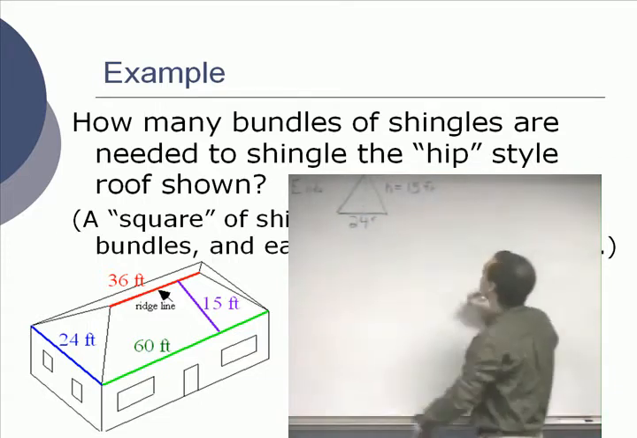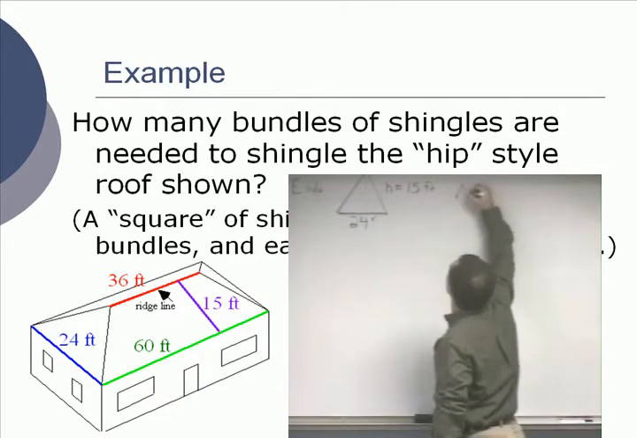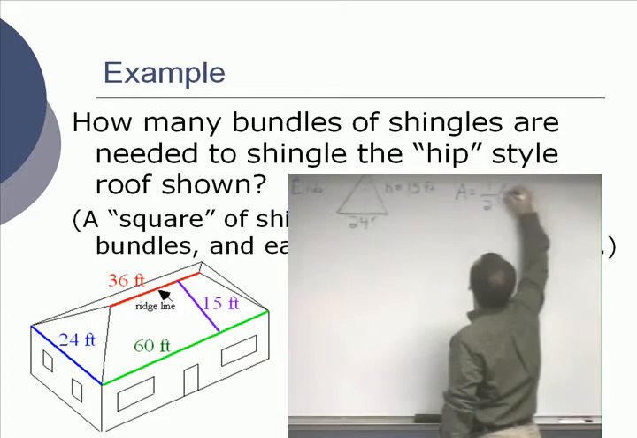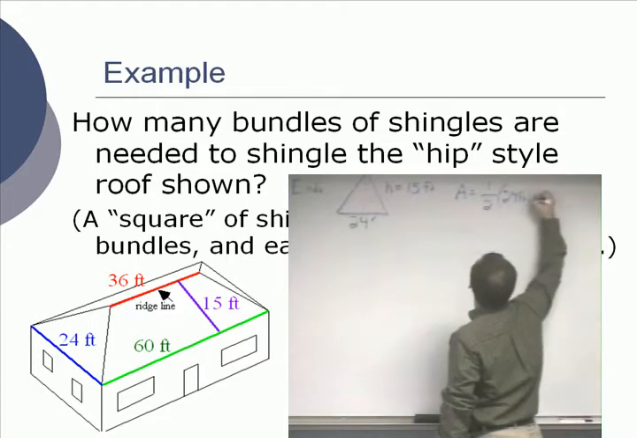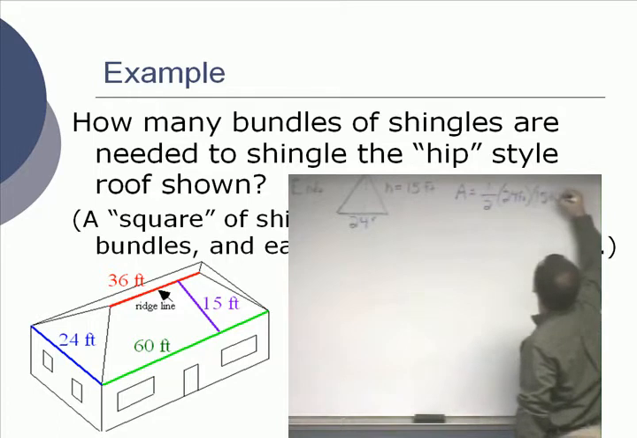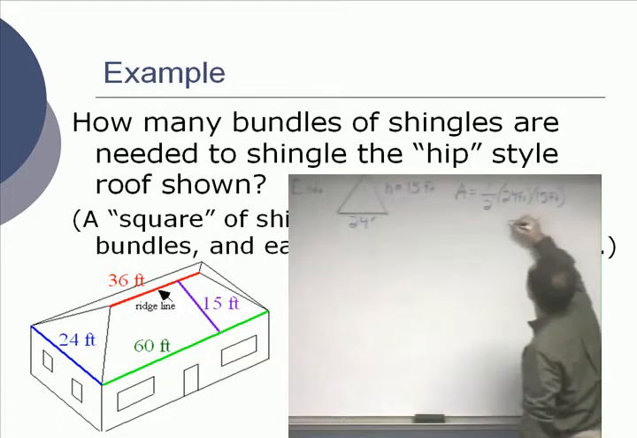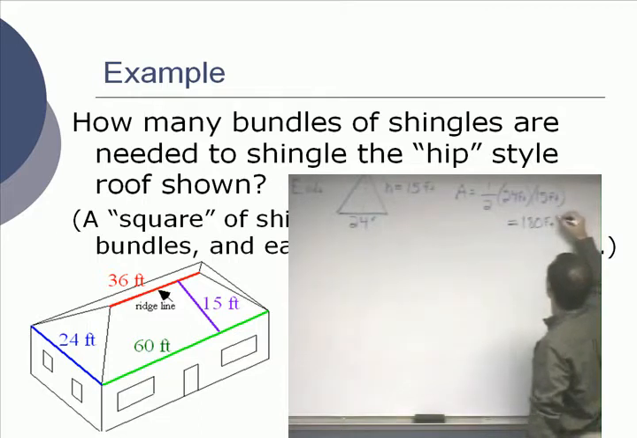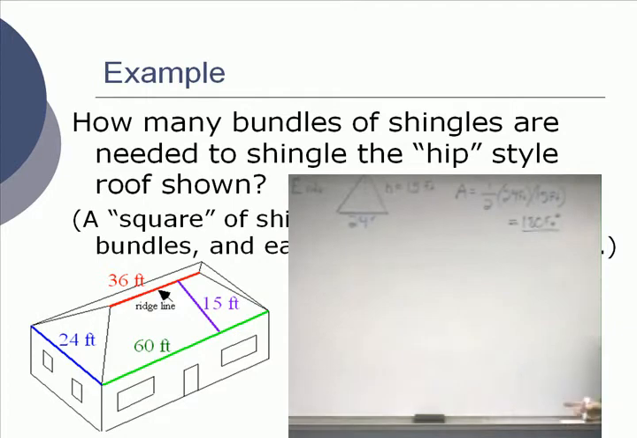So the area of each end will be 1/2 of 24 feet times 15 feet. 180 square feet per end. So that's how many square feet we've got on the narrow ends.